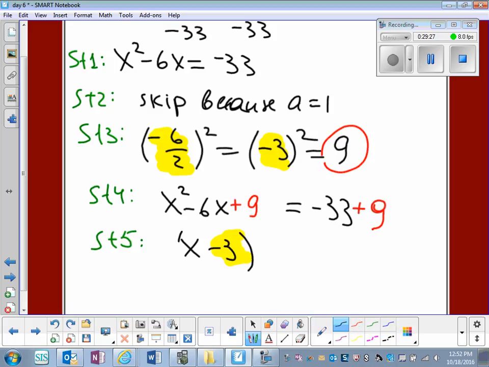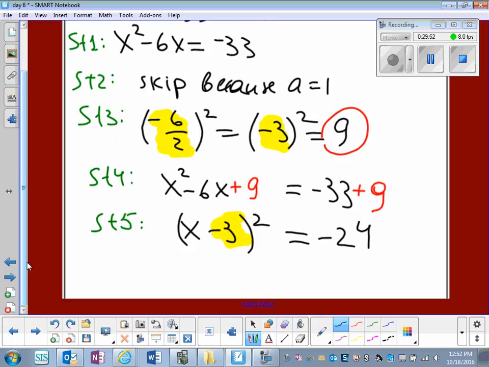Negative 3. Then we square it. So step number 5, we'll just take that half b, add it to our x variable, squared equals, and then I just need to simplify this. Negative 33 plus 9 is what? Negative, what is it? 24, I think, right? Okay, 24.